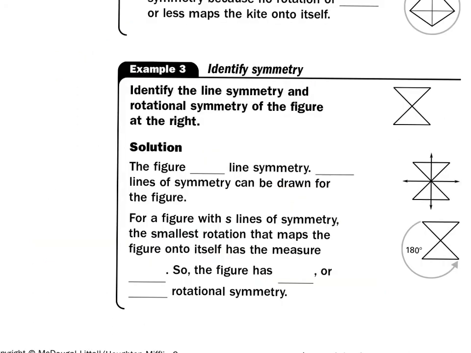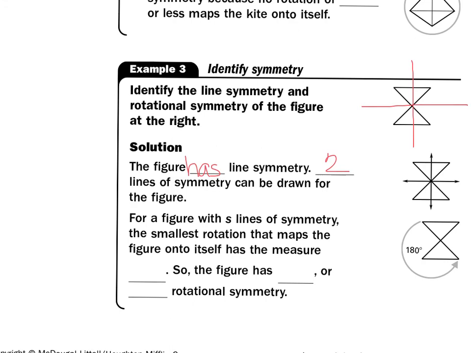All right, identify the symmetry. So we're going to look for line symmetry and rotational symmetry. So if you look at this figure, you can see, okay, well, I can split it right there and right here, as you can see in the picture. So the figure has line symmetry. It has two lines of symmetry.